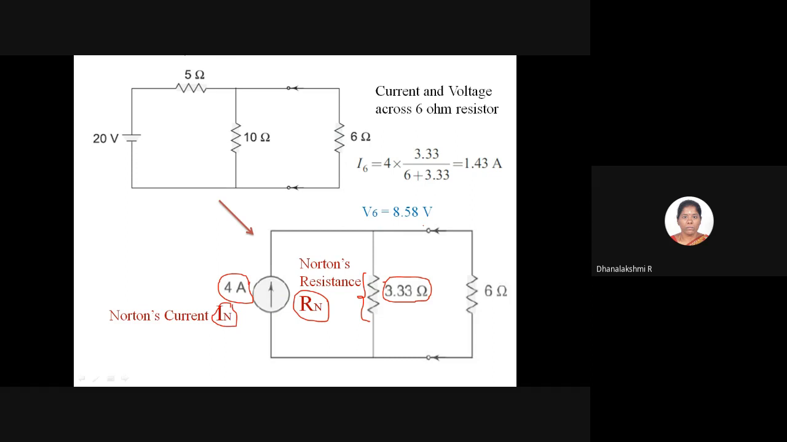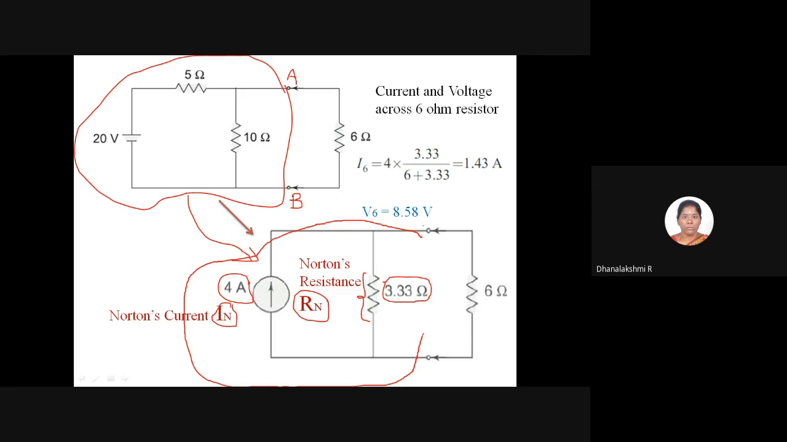So the idea here is we reduced this circuit or network into a single current source using Norton's theorem. You just mark the terminals A and B here. We can see that we have reduced this network into a single current source along with a resistance in parallel, and this is what we call Norton's equivalent circuit. So Norton's equivalent circuit consists of a current source and a resistance in parallel. Like this, any two-terminal linear network can be reduced.